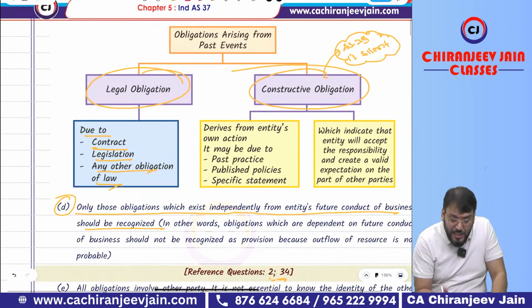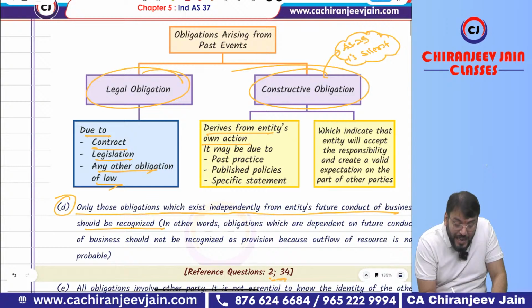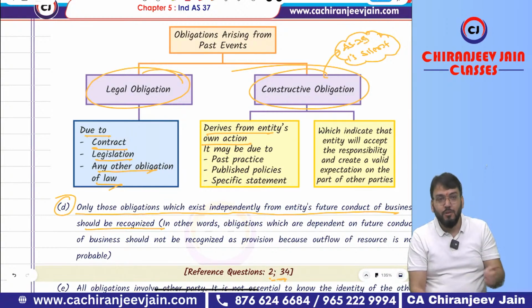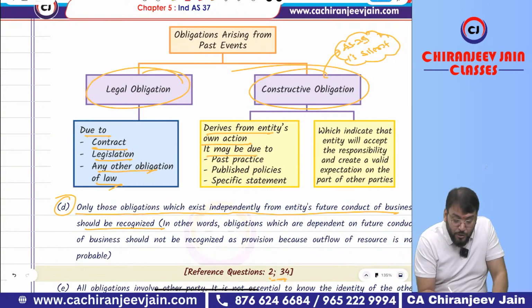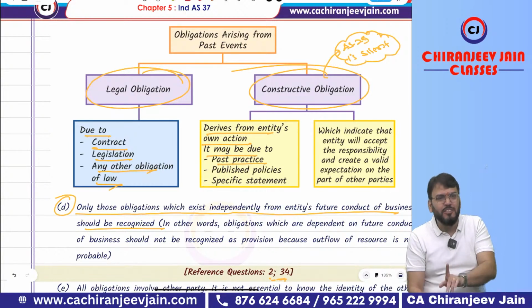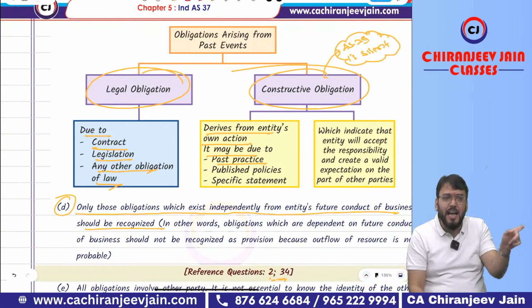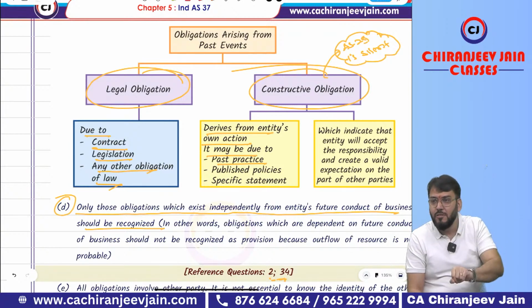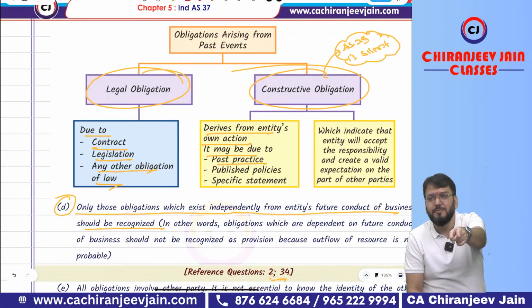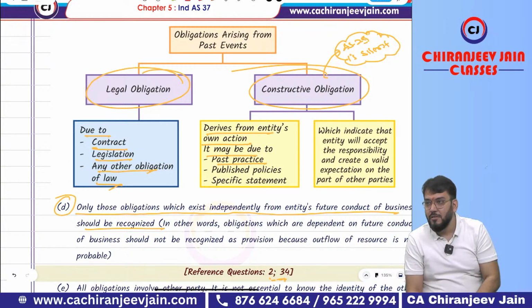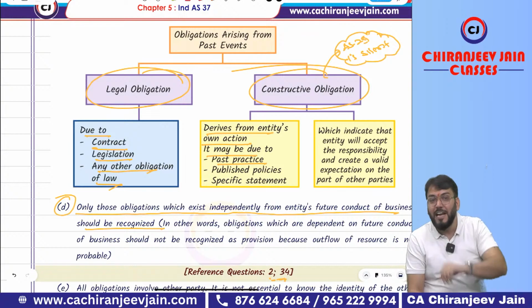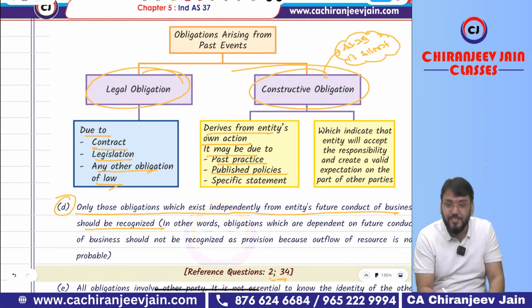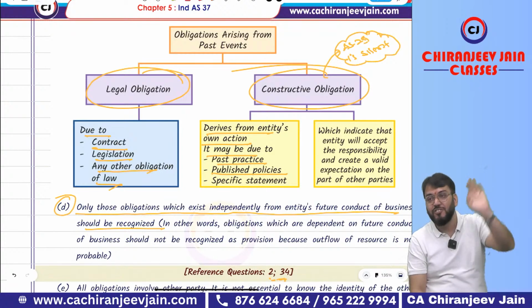So what do you mean by constructive obligation? Derived from the entity's own action. I have done an announcement, it is my action. It may be due to past practice. Suppose in past batches I have given an award of 5,000 on the same happening. You have a valid expectation that I'll give an award of 5,000 if you score 90 or more. Or due to a published policy, published on my website.